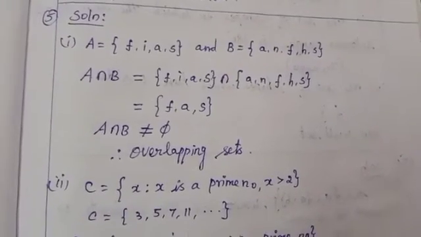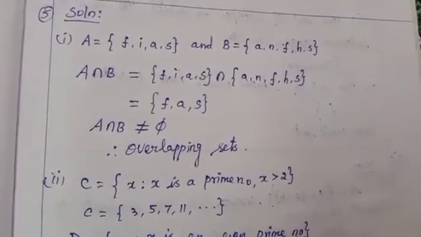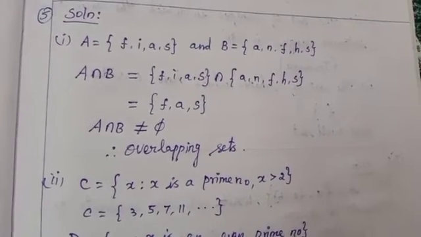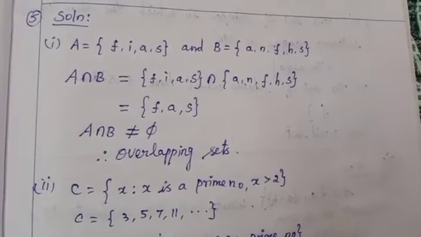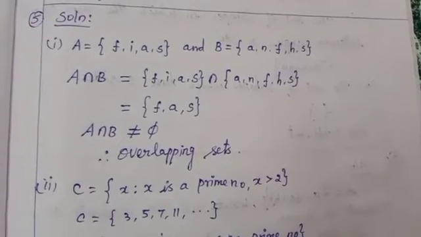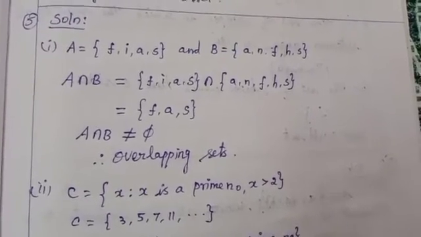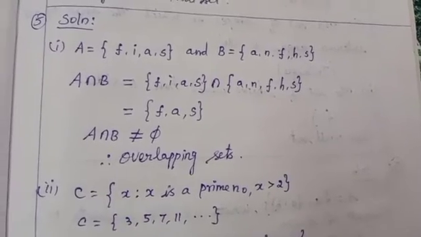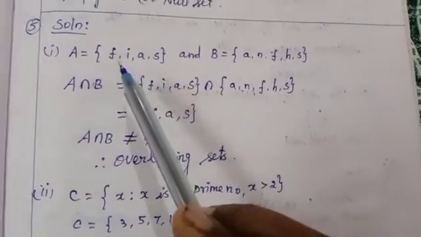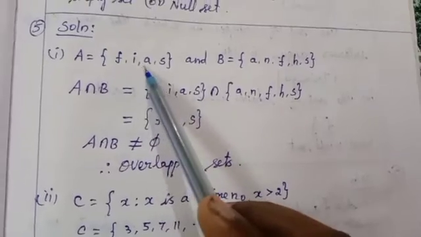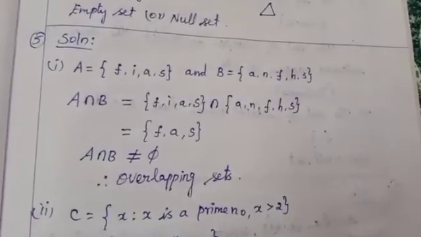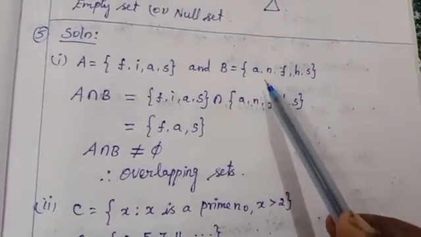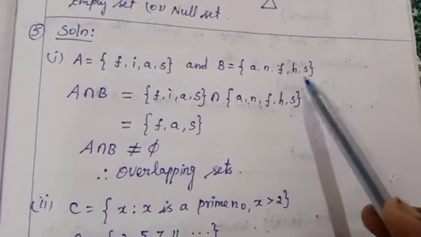Students, first we have to recall disjoint sets and overlapping sets. Two sets having no common element are called disjoint sets. Two sets having at least one common element are called overlapping sets. Okay, so for this problem, A is equal to f, i, a, s and B is equal to the set of all a, n, f, h, s.